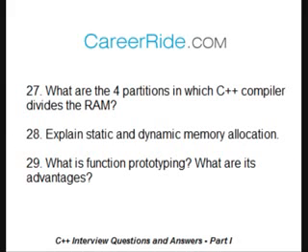What are the 4 partitions in which C++ compiler divides the RAM? The C++ compiler divides the RAM into stack area, program code area, global variable section and heap area or free storage pool. Explain static and dynamic memory allocation.